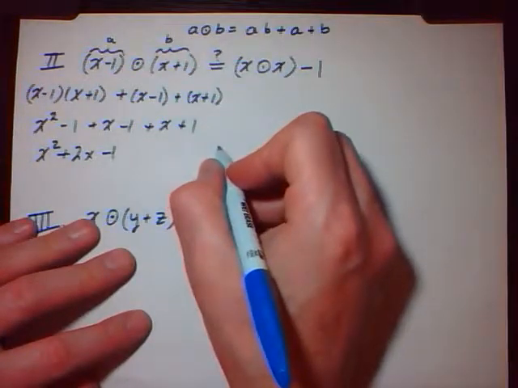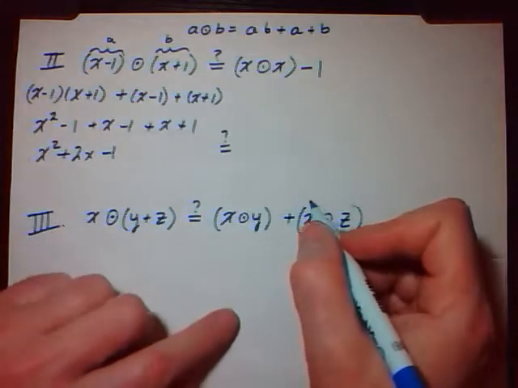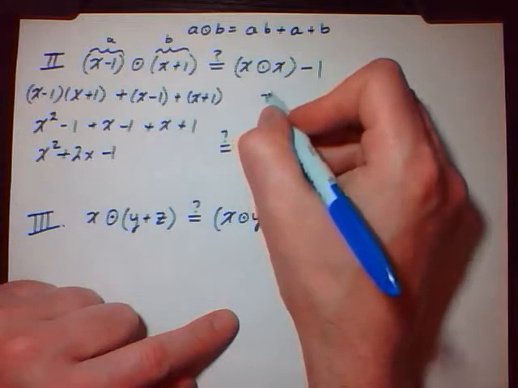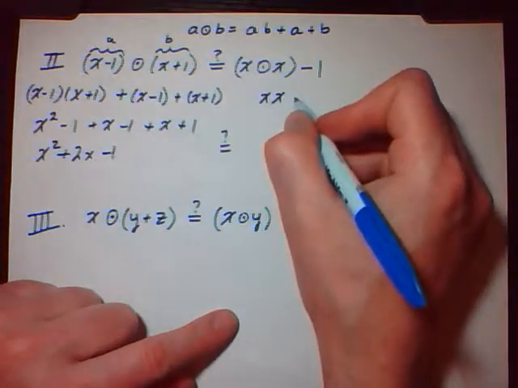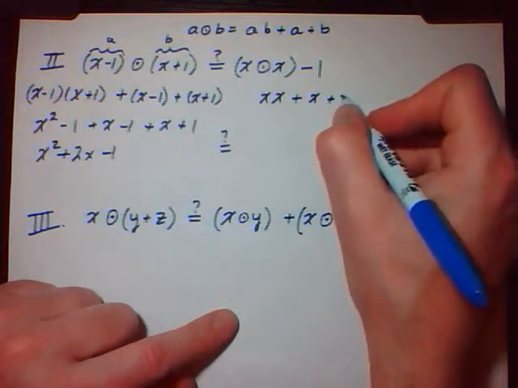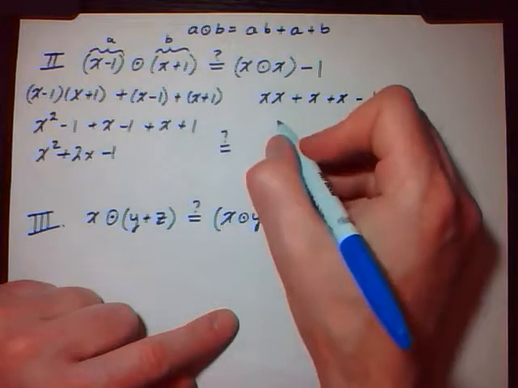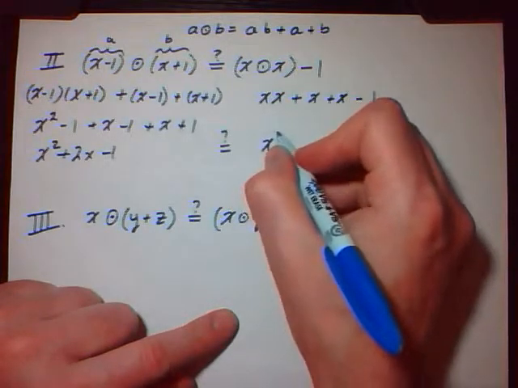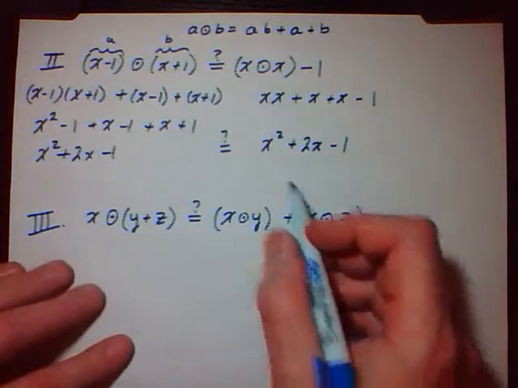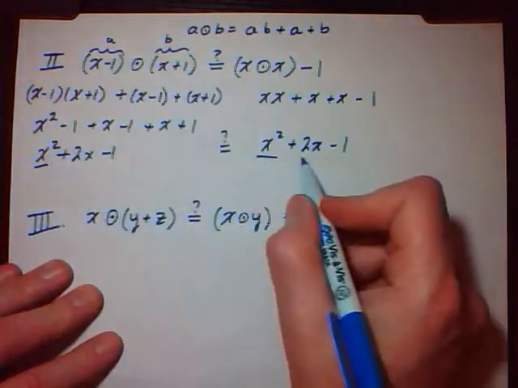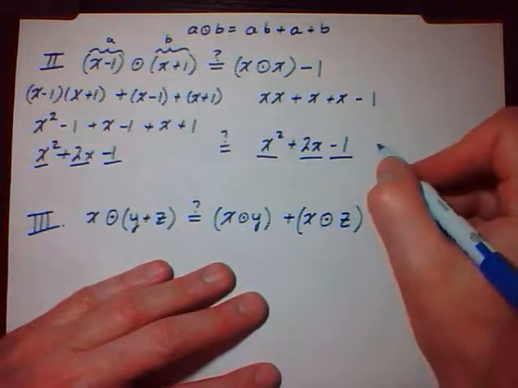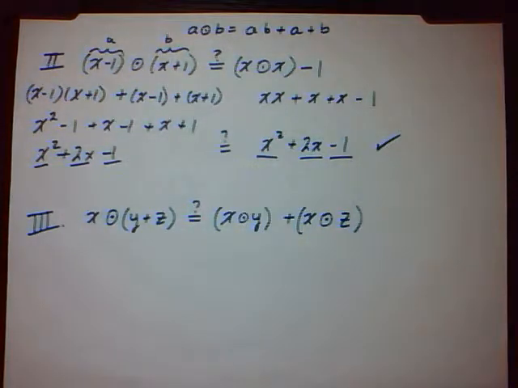So now we want to know, how does that compare with the right-hand side? In this case, on the right-hand side, we get x times x plus x plus x minus 1, which is x squared plus 2x minus 1. And we can see clearly we have an x squared here and x squared here, 2x here, 2x here, minus 1 here, and minus 1 there. So this also is equal.